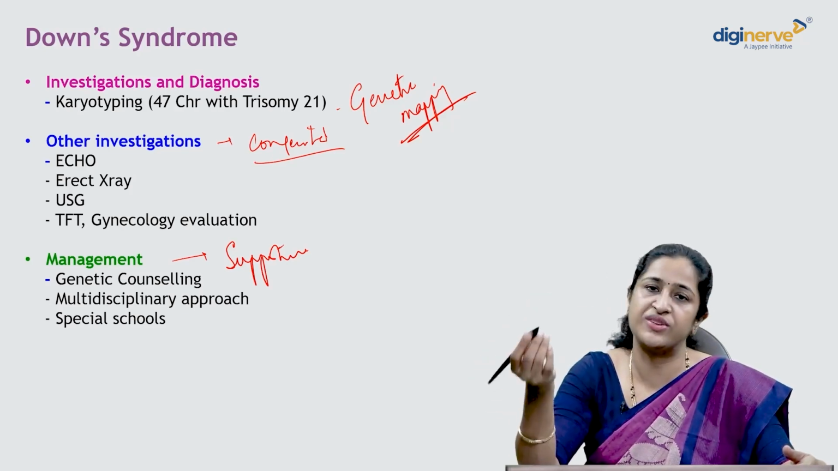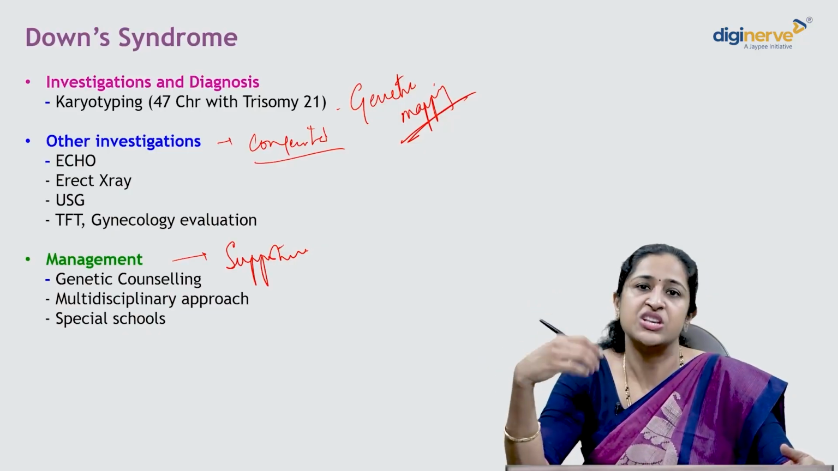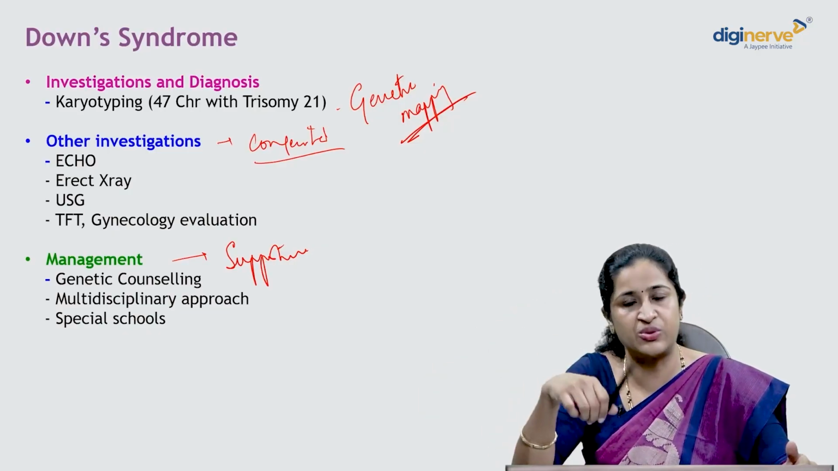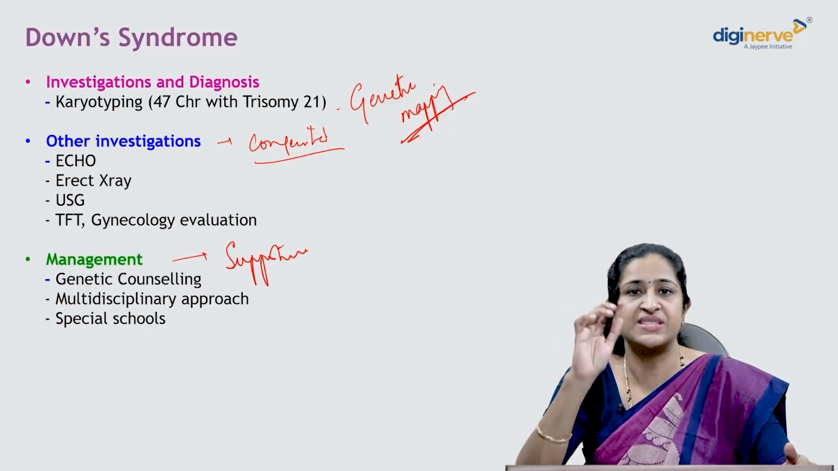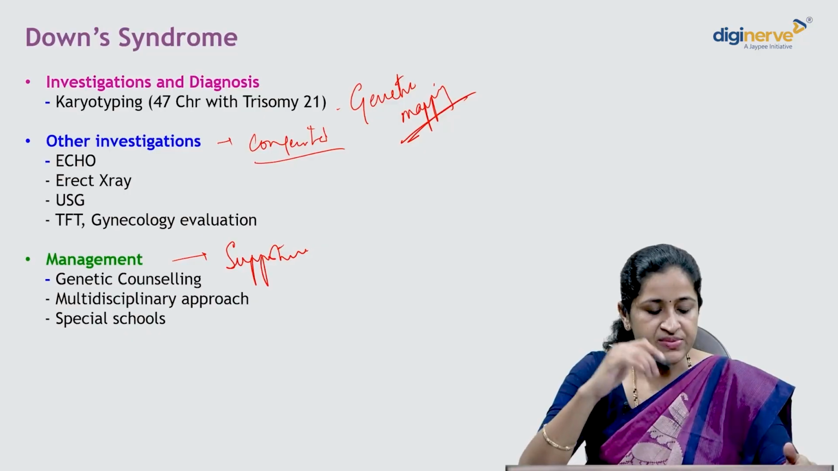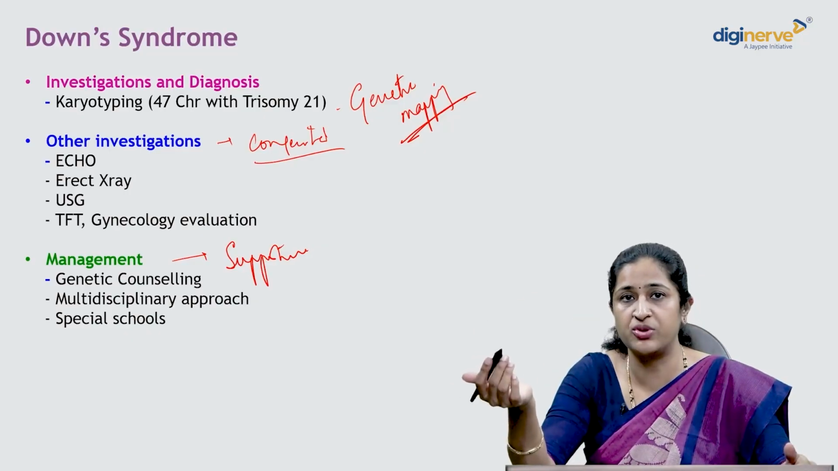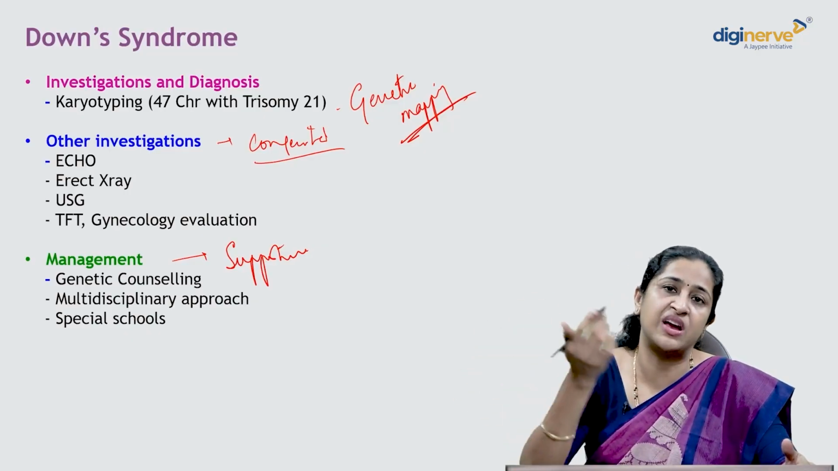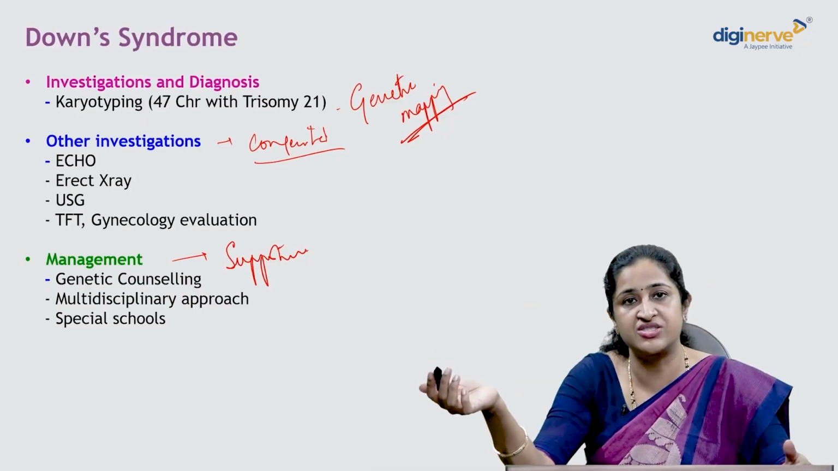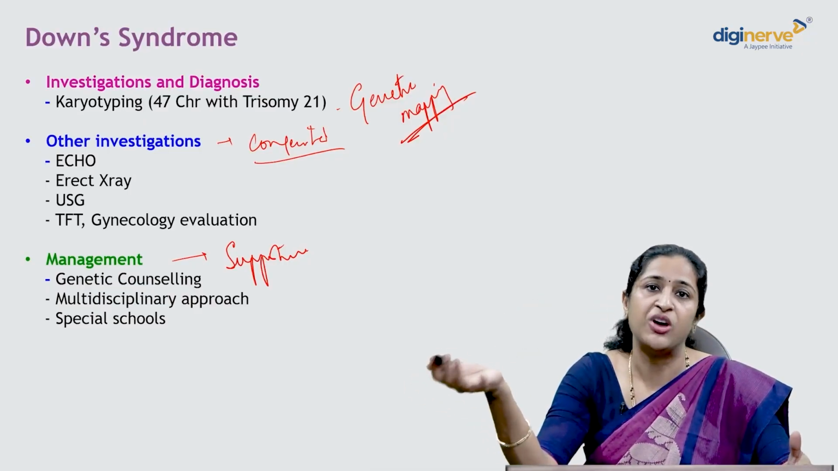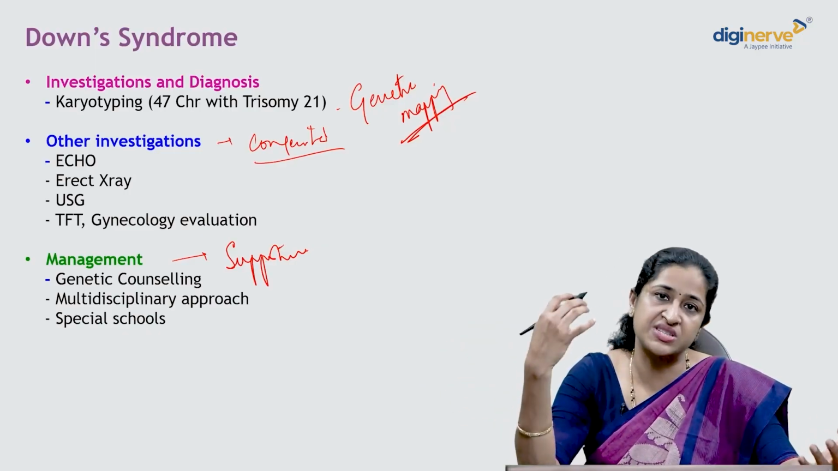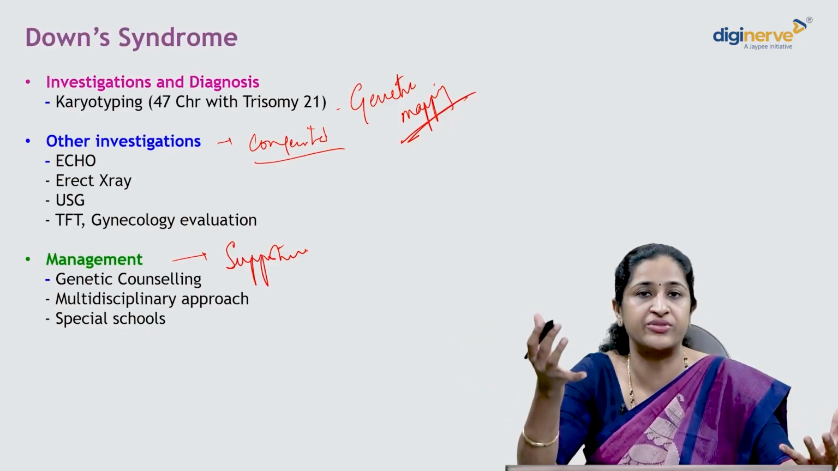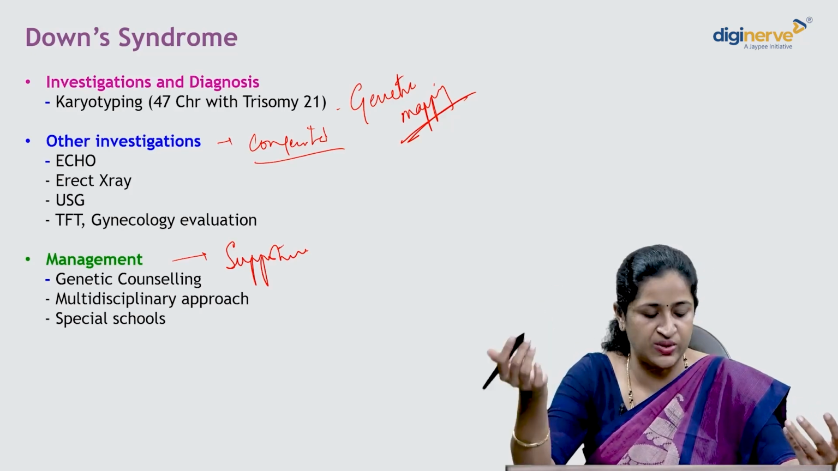What about the future? You need to have genetic counseling done for the parents so as to predict the risk in subsequent pregnancies, which is why I told you the importance of the mosaicism and the translocation. You have to have a multidisciplinary approach. One person cannot manage the cardiac anomaly and the gastrointestinal surgery. So you have to have a good team of pediatric surgeon, cardiothoracic surgeon, an endocrine specialist, plus a geneticist, everybody talking to the family and managing the child together.